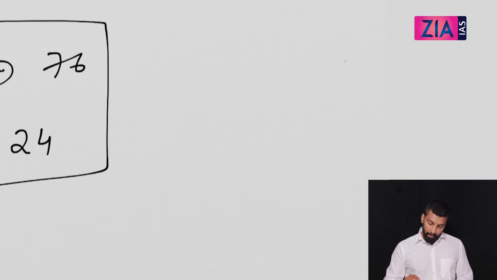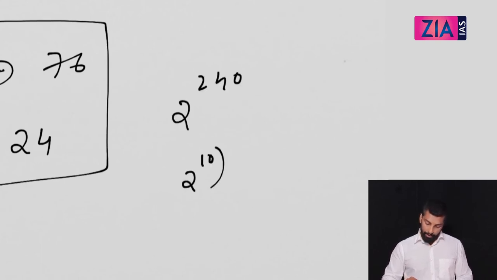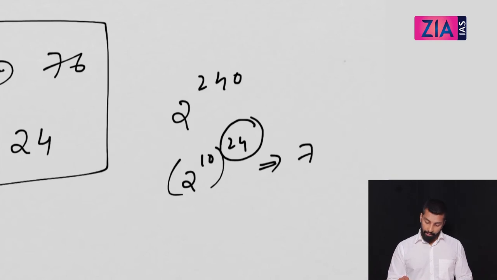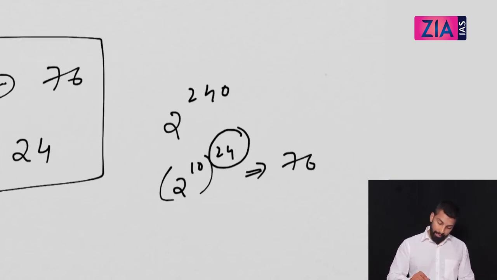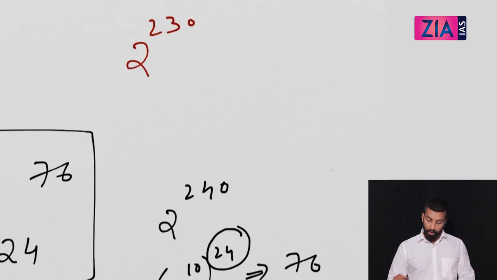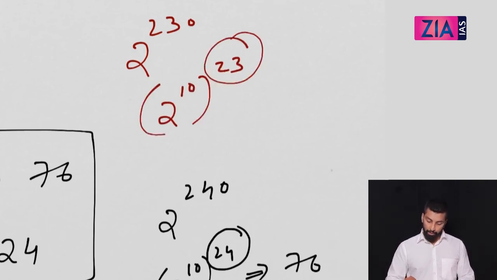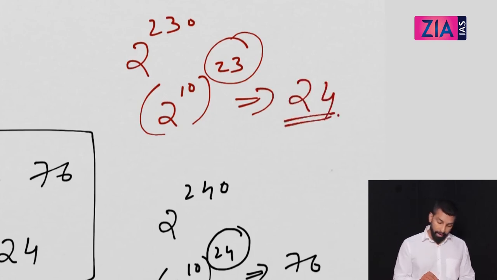So that means if you get a question 2 raised to 240, okay, this is written as 2 raised to 10 raised to 24. So 2 raised to 10 raised to an even number. Okay, so what is your answer? 76. So if you get the question 2 raised to 230, okay, so you write it as 2 raised to 10 raised to 23. It's an odd number, so what is your answer? 24. Now your doubt will be if you get some other numbers, right? Like 237, 238, etc. Okay, we'll discuss that.